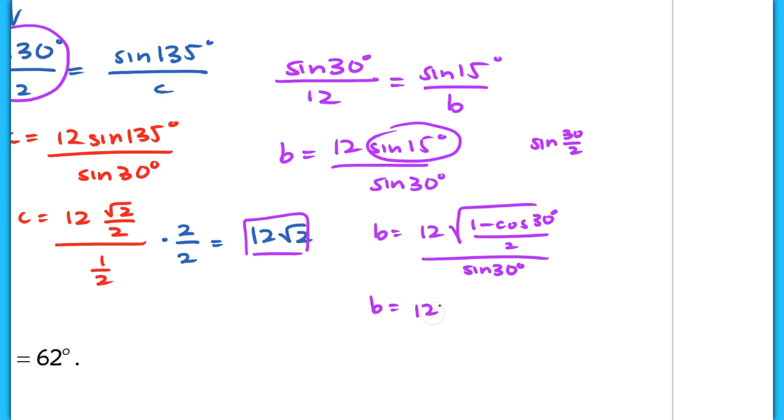So we have 12 times 1 minus the cosine of 30 is root 3 over 2, all over 2, divided by, again here, the sine of 30 is going to be 1/2. Okay, first thing, let's see, probably the easiest thing to simplify here would be to take 12 over 1/2 and write that as just 24, and then in this radical here, I have 1 minus root 3 over 2 over 2.